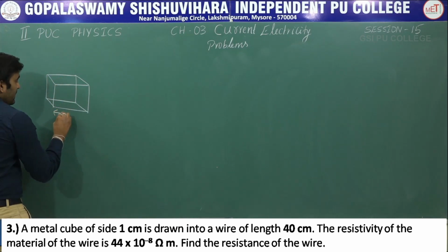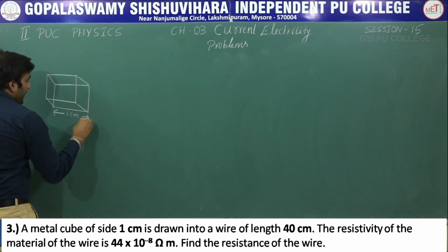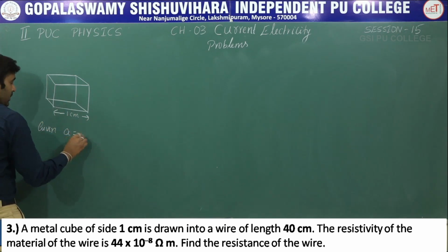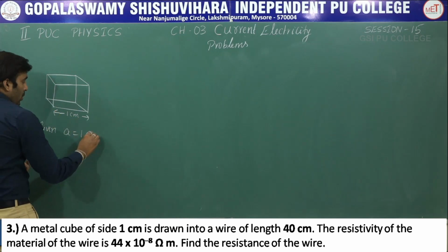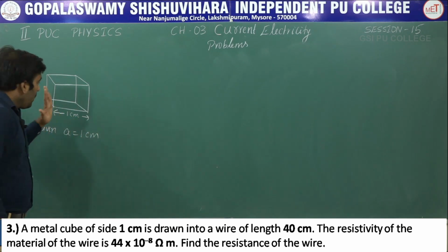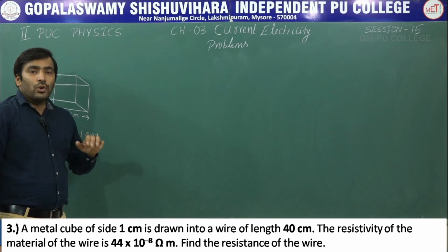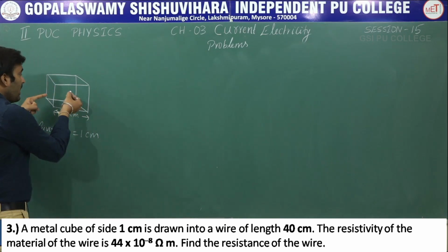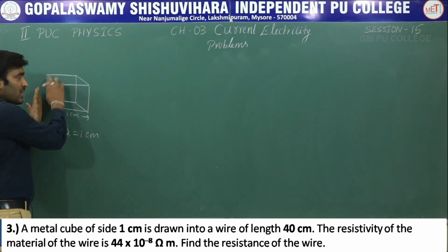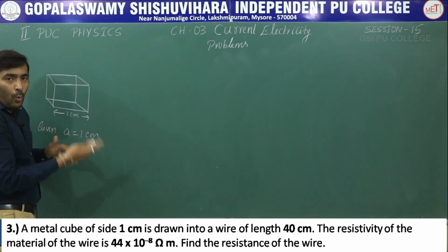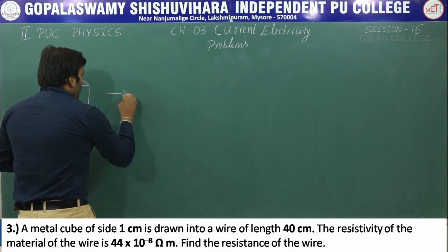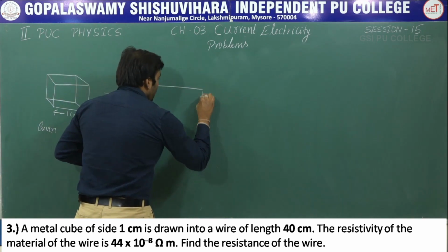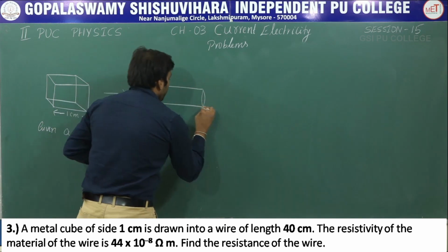The side length is given as 1 centimeter. So I will say A, the side length, is equal to 1 centimeter. This metal cube is drawn into a wire of length 40 centimeter. So we are just changing the shape of this metal cube into a wire. The wire is like this, which is of cylindrical shape.